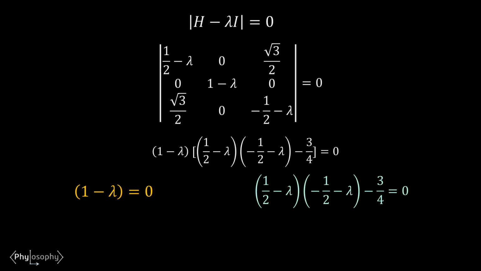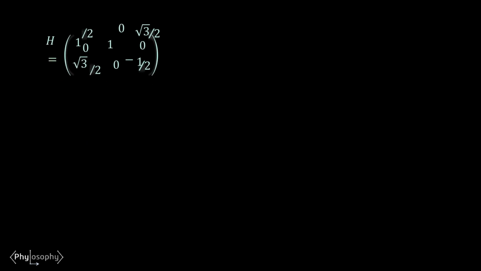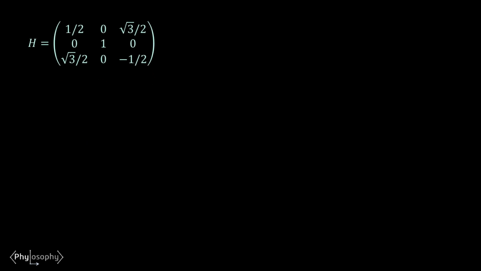So, the first equation gives lambda equals 1. Now, the second equation simplifies to 1 over 4 minus lambda squared plus 3 over 4 equals 0, or we can say that lambda squared minus 1 equals 0. So, this is a quadratic equation for lambda, and we can get two roots from this equation. So, lambda equals plus minus 1. So, all the 3 eigenvalues for the matrix H are 1, 1, and minus 1.